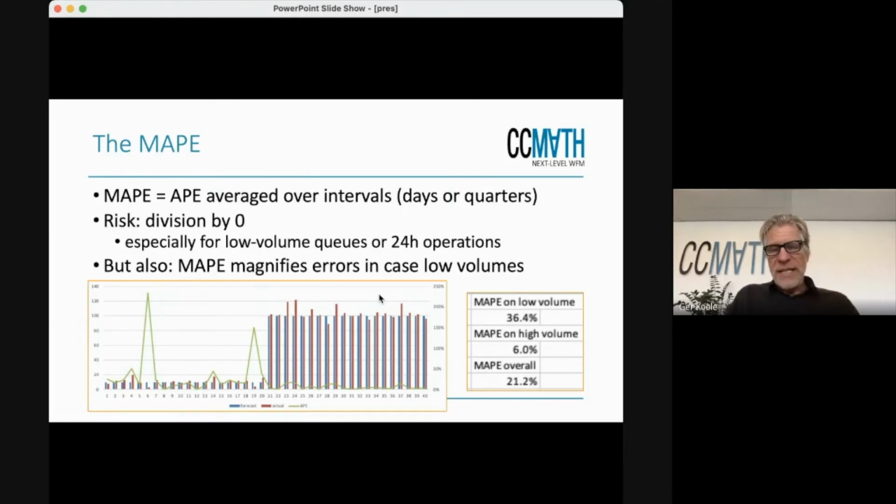So these are 2 reasons why the MAPE, which is by itself a very simple and easily interpretable measure, is not such a good measure.